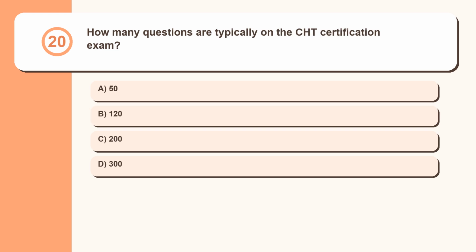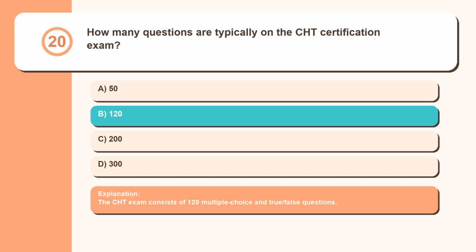Question 20. How many questions are typically on the CHT certification exam? 50, 120, 200, 300. The CHT exam consists of 120 multiple choice and true/false questions.